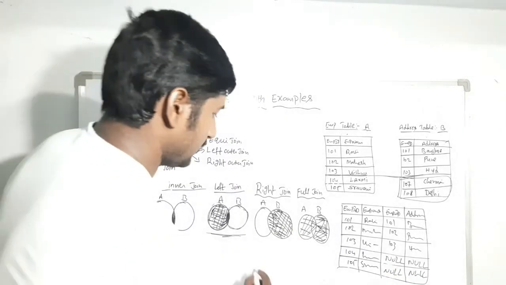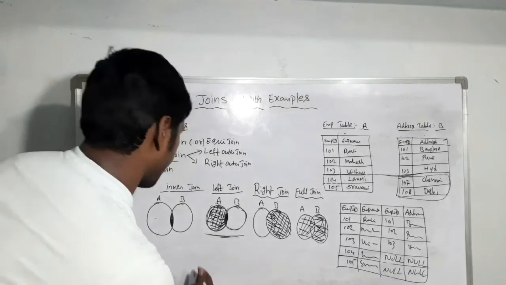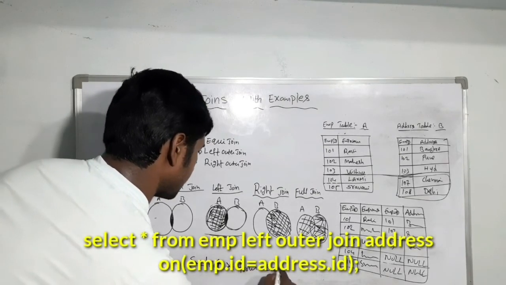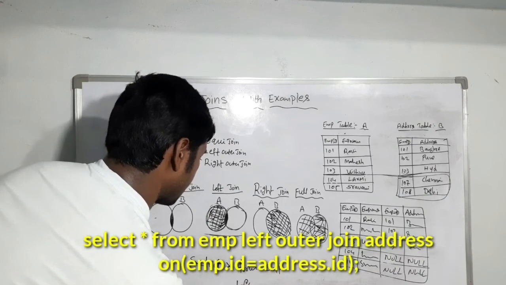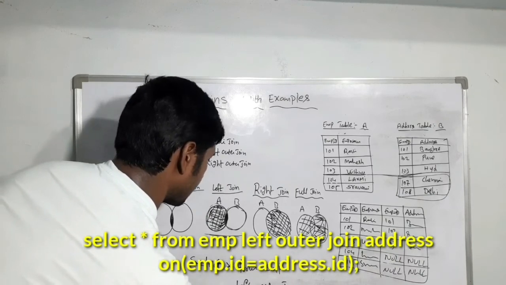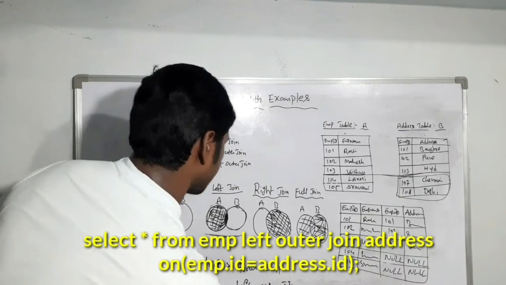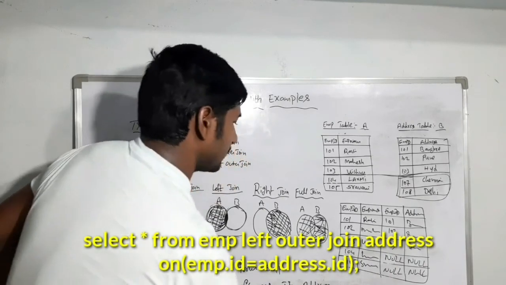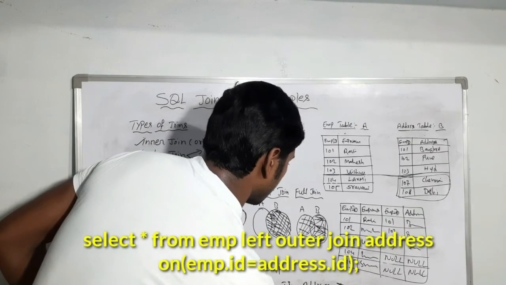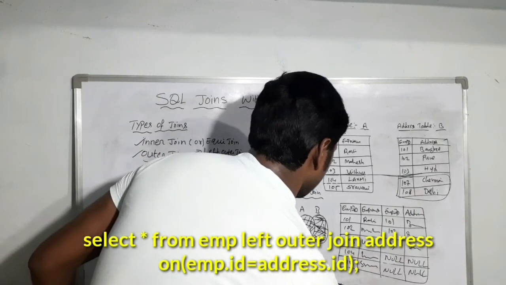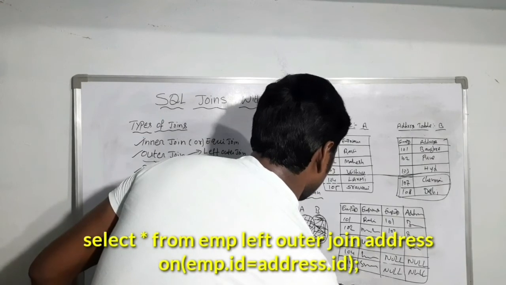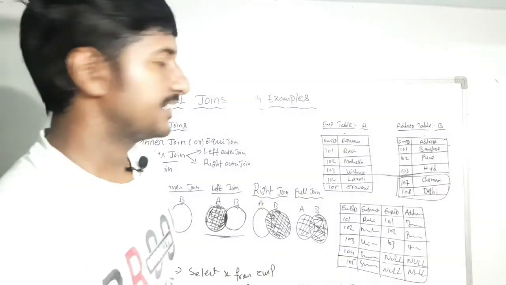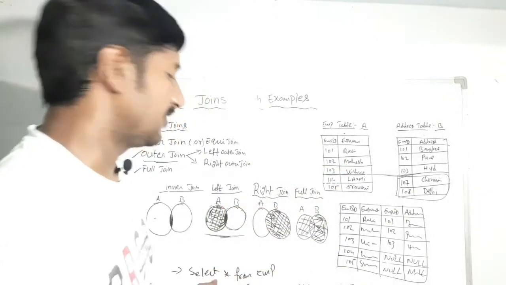I will tell you an example also of how you are going to write this. Select star from EMP left outer join address, the table name here is address, on keyword. So this is the query to get the data from two tables by using left outer join.